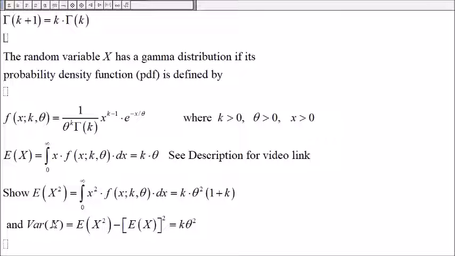The variance of x is the expected value of x squared minus the expected value of x, squared. And we want to show that the variance of x is k times theta squared. We have already found the expected value of x, which is k times theta. And so to find the variance, we just need to find the expected value of x squared.